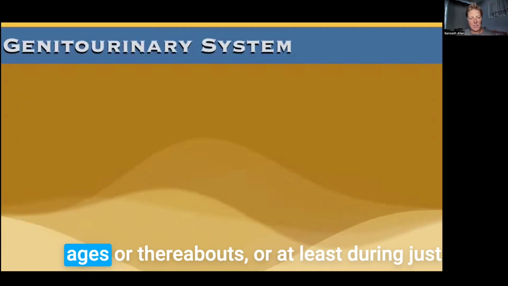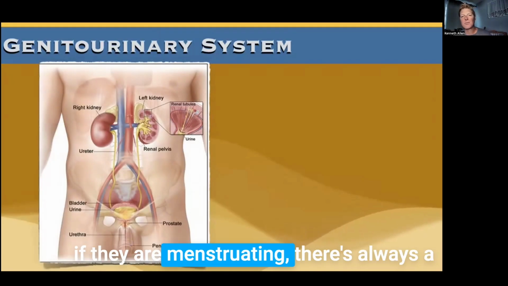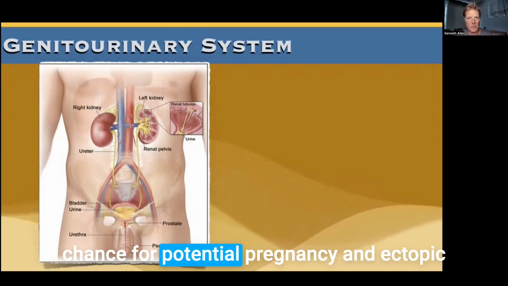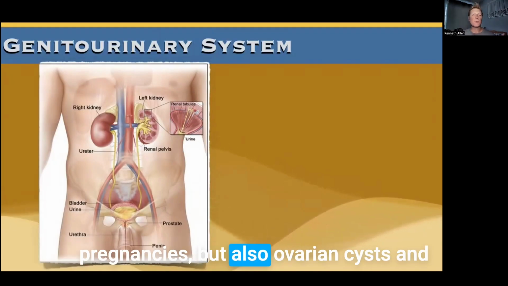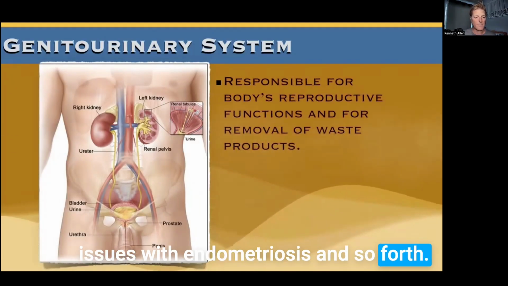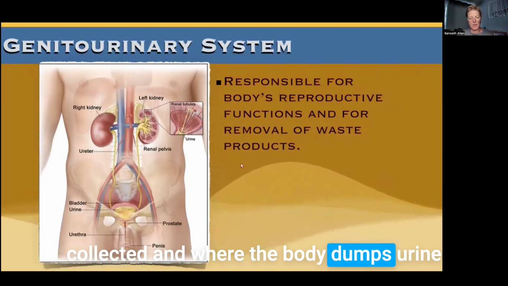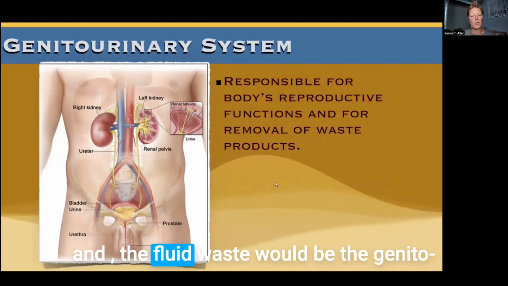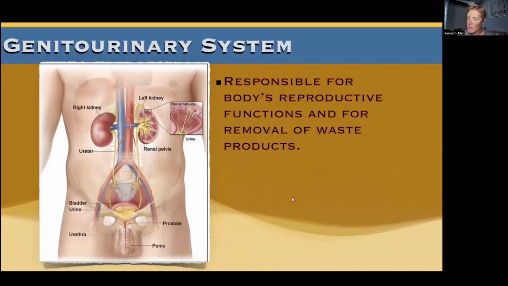sexual active ages or thereabouts, or at least if they are menstruating, there's always a chance for potential pregnancy and ectopic pregnancies, but also ovarian cysts and issues with endometriosis and so forth. So what we then call where the urine is collected and where the body dumps urine and the fluid waste would be the genitourinary system, because it runs so close to the genitals.